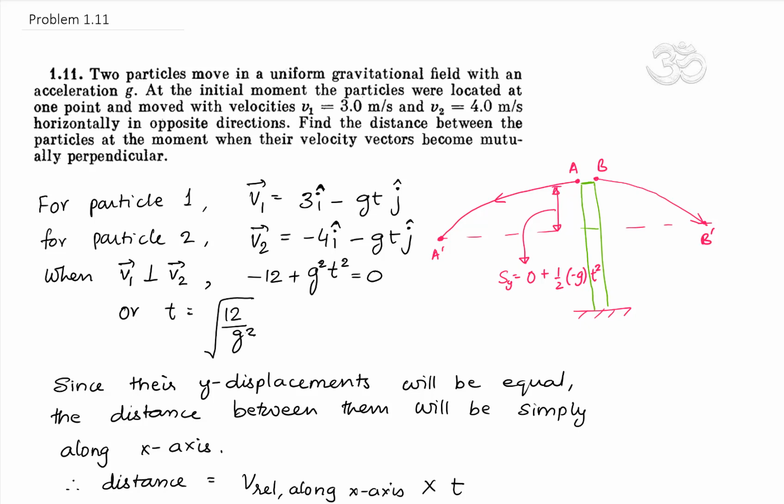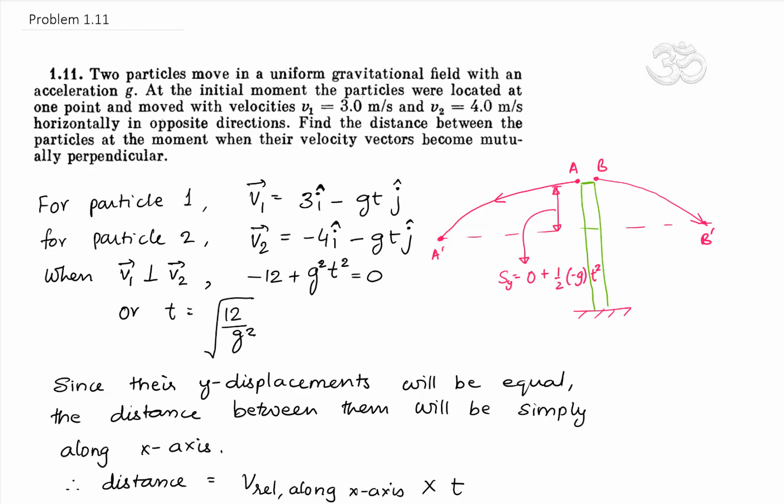Now in this problem, there is a point from which two particles have been thrown. The two particles here are shown as A and B in the sketch. They are thrown in opposite directions with different horizontal speeds, but their initial vertical speeds are equal, 0. And he's asking us to find out the distance between the two particles at the moment when their velocity vectors become mutually perpendicular.